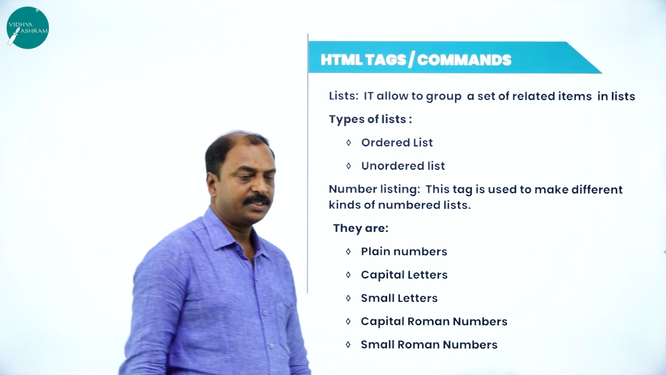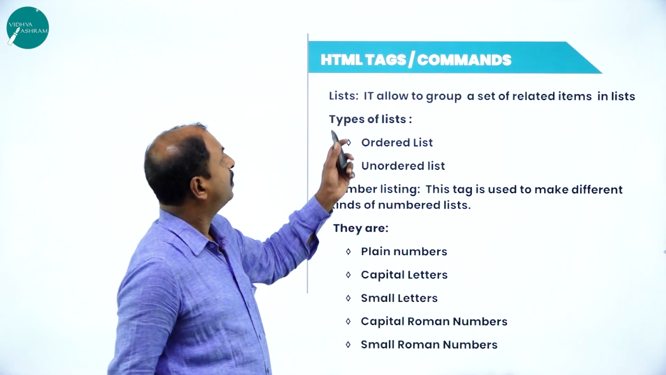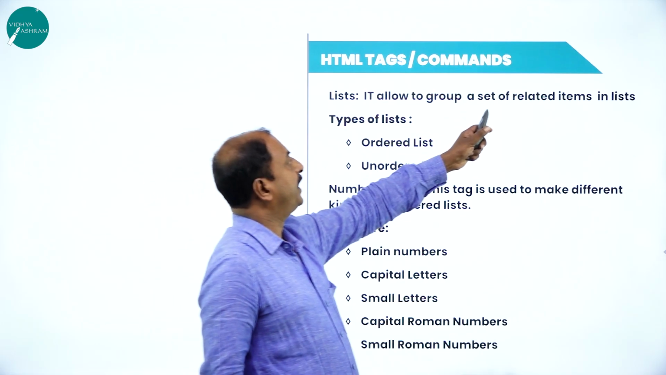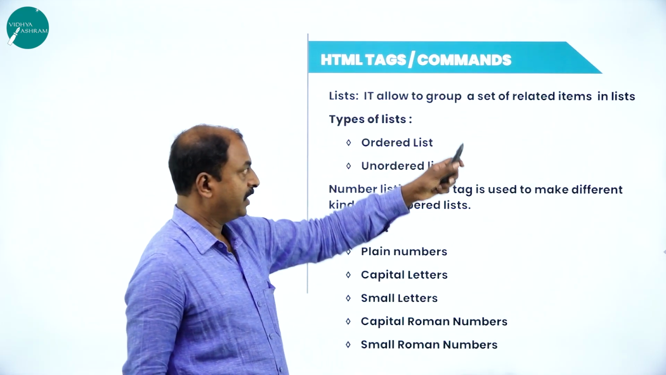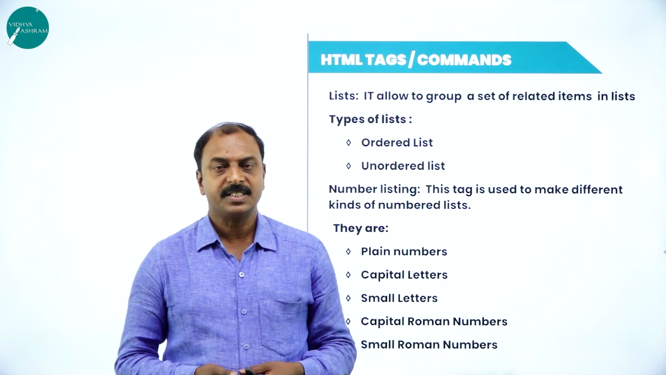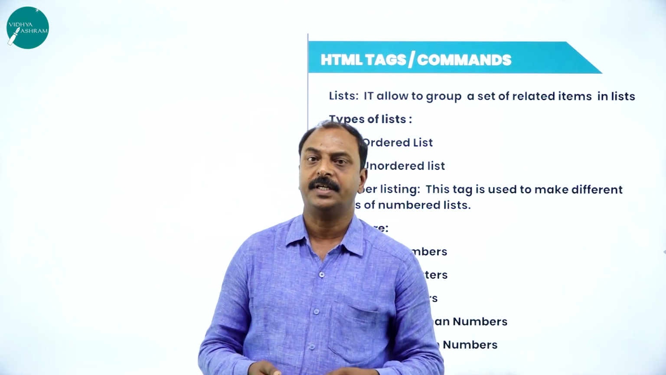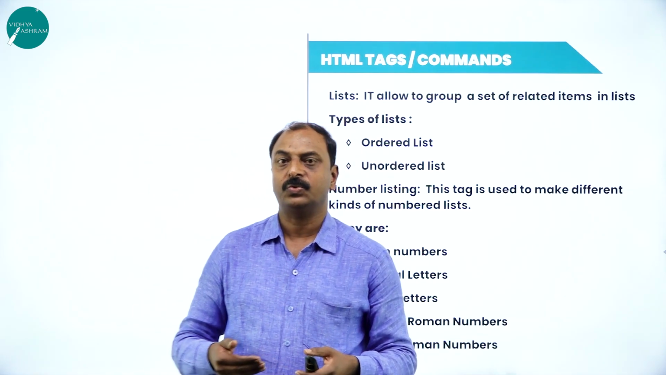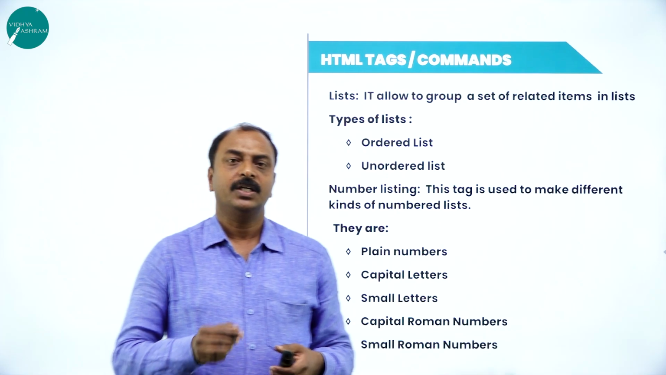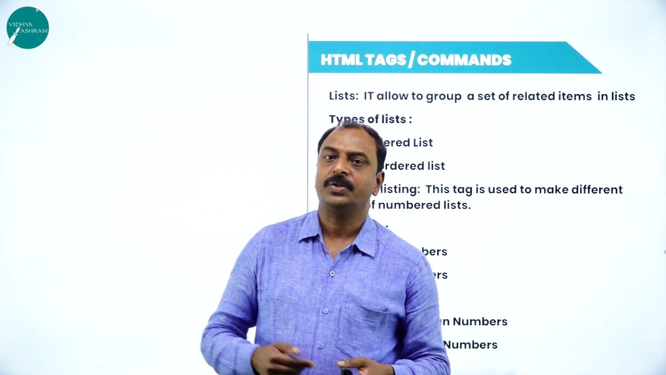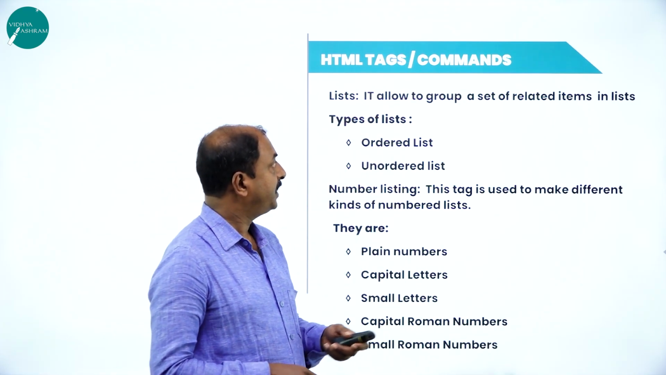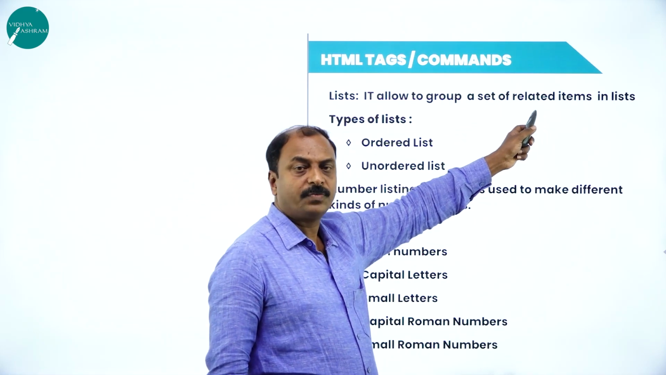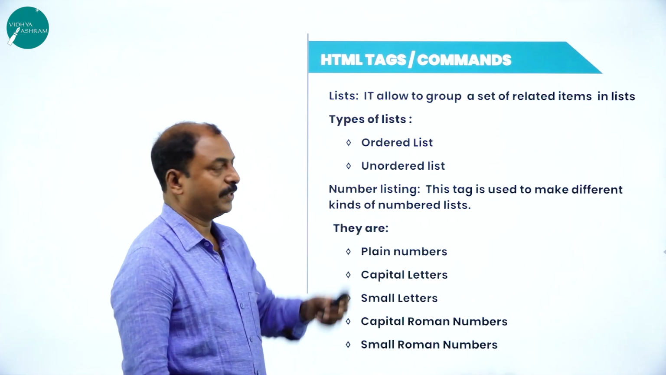Now, first let us see list. So, what are lists in HTML? A list allows us to group a set of related items. Generally we know what a list is: a group of related items. We can prepare a list with the numbers 1, 2, 3, 4. For example, a student list: we write serial numbers 1, 2, 3, 4. So, it is a list. What is a list? It allows us to make a group or set of related items.